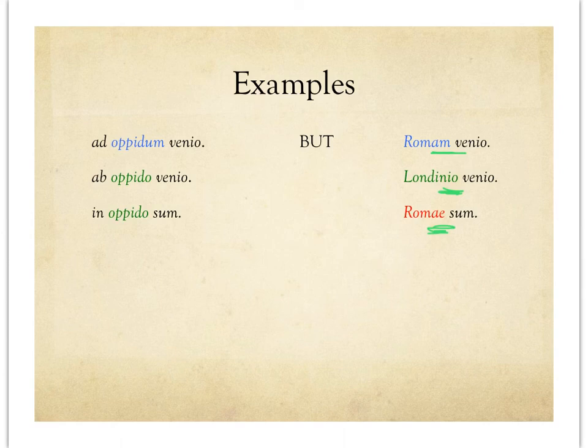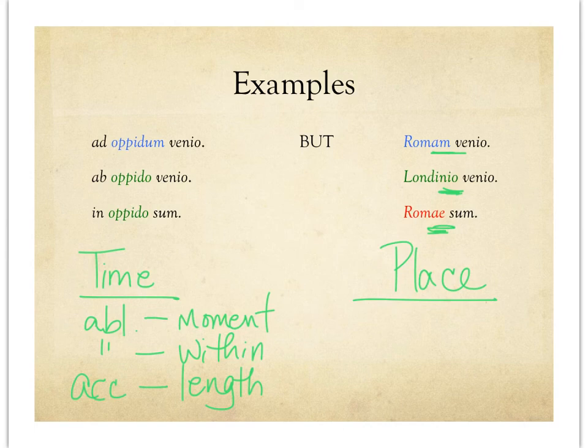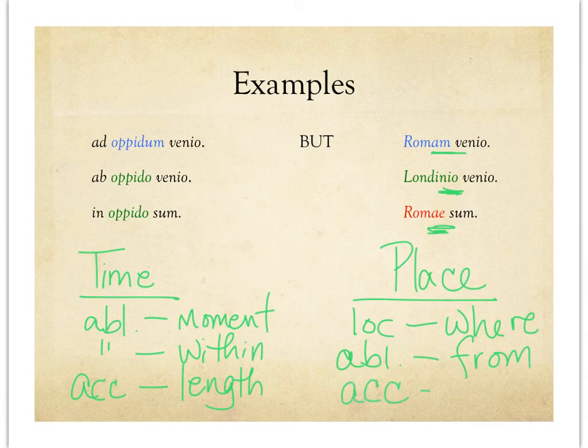So to sum up, we have expressions of time and expressions of place where we don't use prepositions. For expressions of time, we use the ablative to show a moment in time. We also use the ablative to show space within which. And we use the accusative to show a length of time, four or five days. With expressions of place, we do something similar. For that stationary thing, we use the locative to show where we are. But we use the ablative to show from, and we use the accusative without a preposition to show motion to.